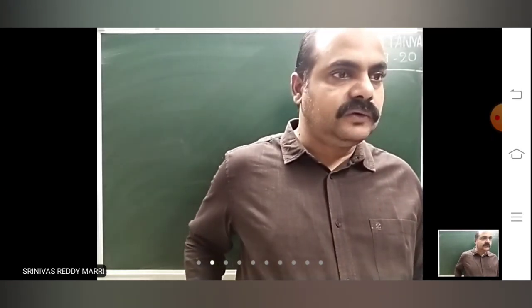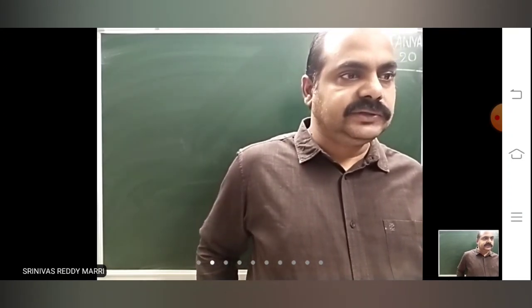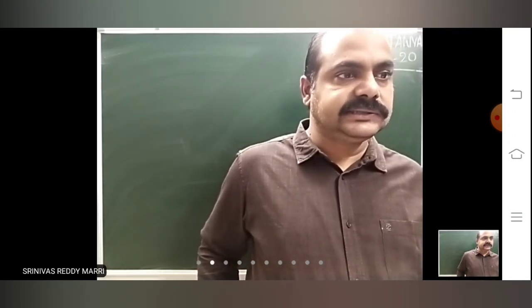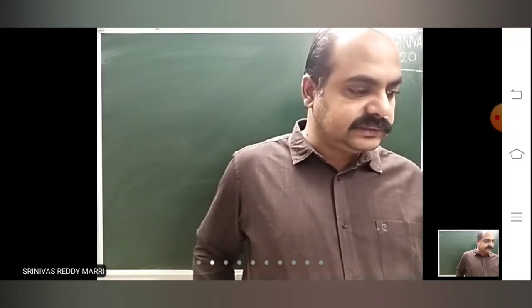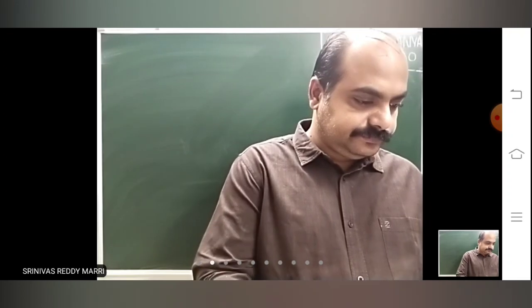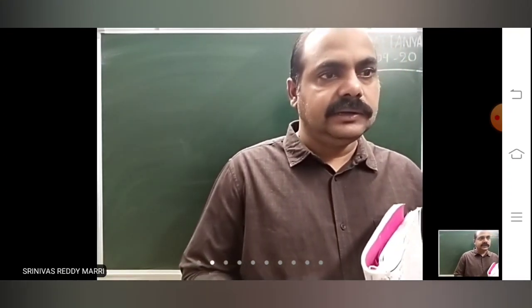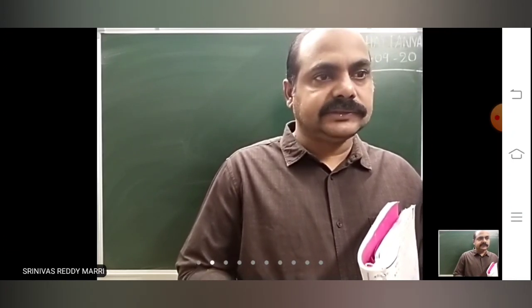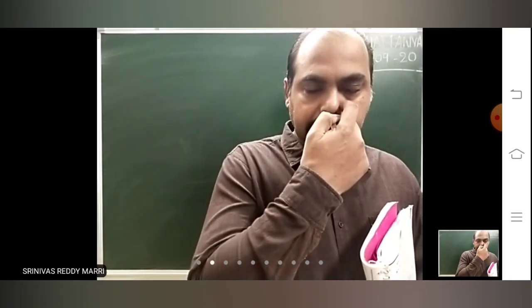Yesterday we discussed how to find the equation of a pair of lines passing through the origin by finding those lines and then multiplying. You will get the combined equation. Any pair of lines passing through the origin will be of the form ax square plus 2hxy plus by square equal to 0. Right?